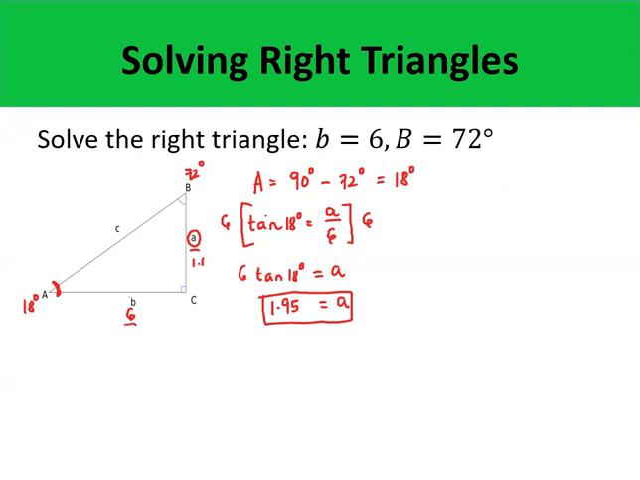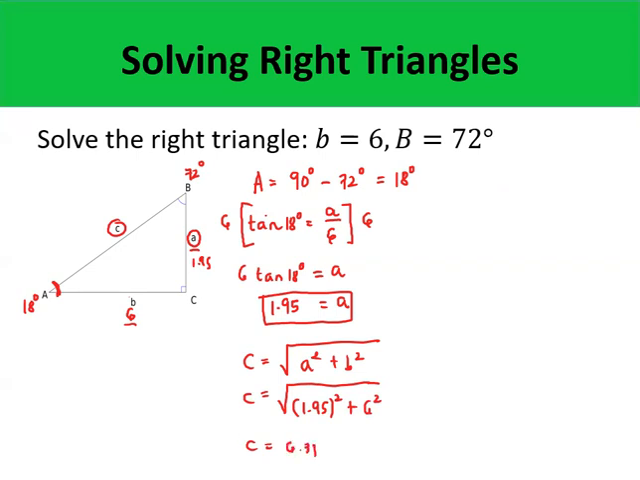And then next we will solve for the length of side C. Again, by the Pythagorean theorem, we can make use of the formula C is equal to the square root of A squared plus B squared. That's equal to the square root of 1.95 squared plus 6 squared. Let's use our calculator. So that's going to be 6.31 units. So that's the length of side C.